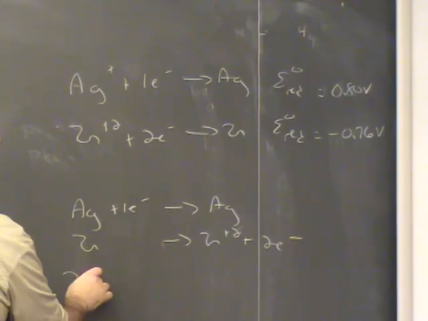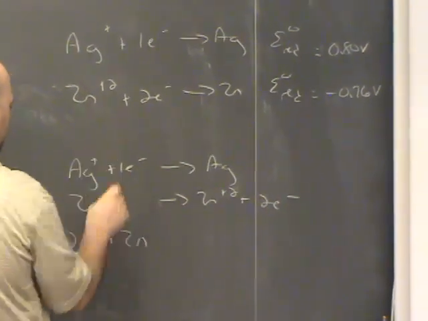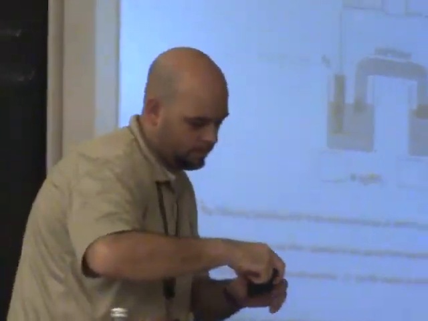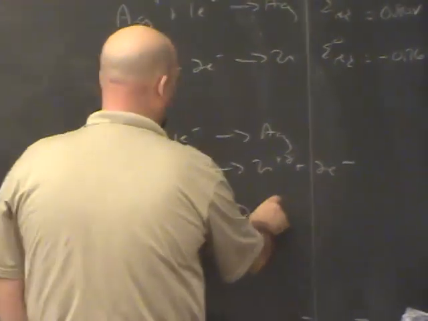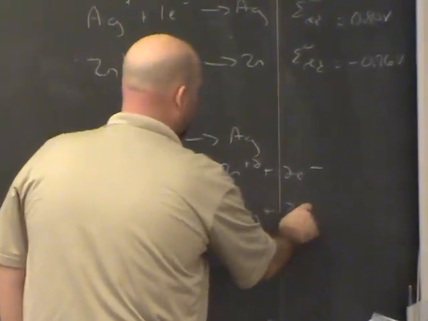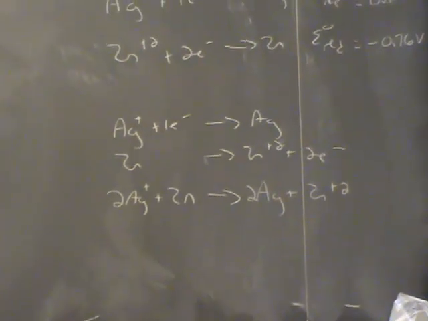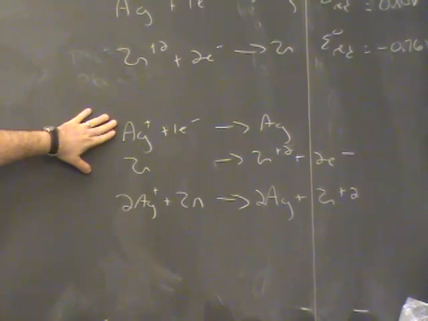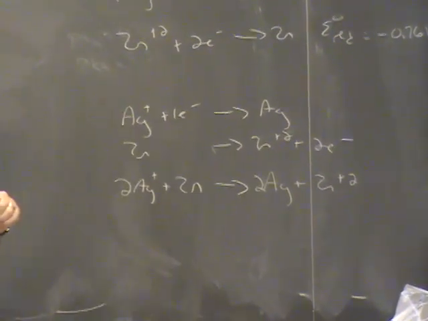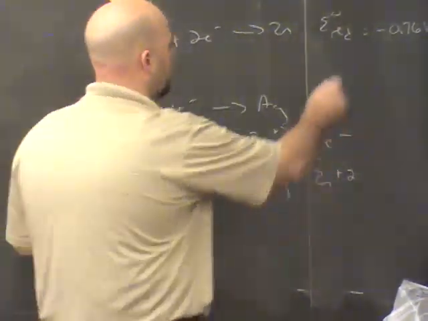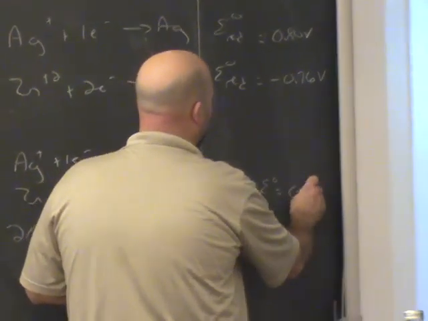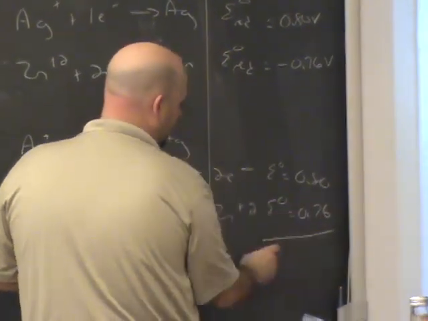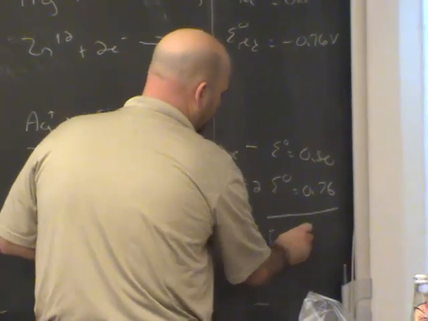So it would seem that 2 silver ions plus zinc goes to 2 silvers plus zinc plus 2. That is now written in terms of my most likely oxidation and my most likely reduction. What's the standard potential? Well, the E0 of reduction is 0.80. The E0 of oxidation is 0.76. When I add those up, I get 1.56 volts.